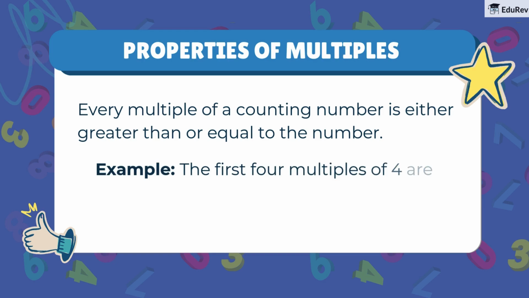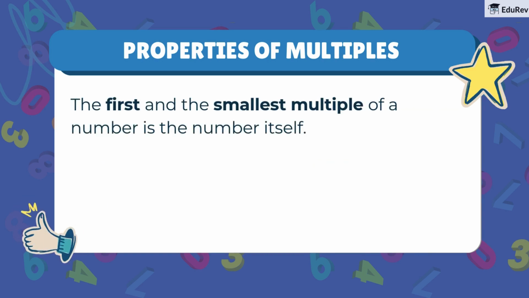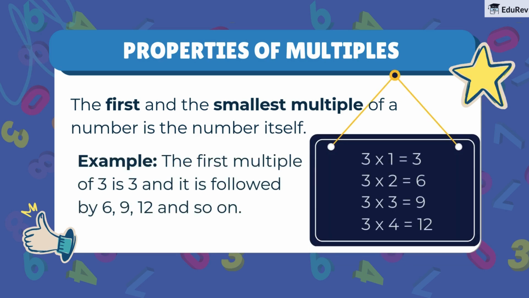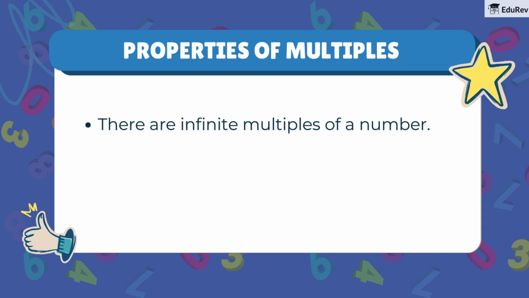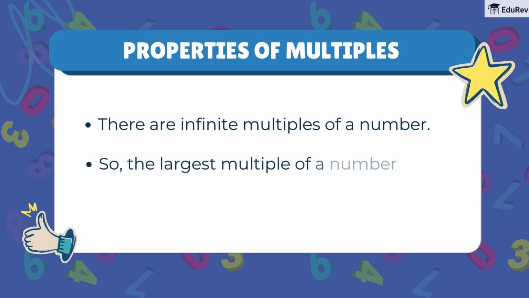For example, the first 4 multiples of 4 are 4, 8, 12, and 16. The first and smallest multiple of a number is the number itself. For example, the first multiple of 3 is 3 and it is followed by 6, 9, 12 and so on. There are infinite multiples of a number, therefore, the largest multiple of a number cannot be determined.